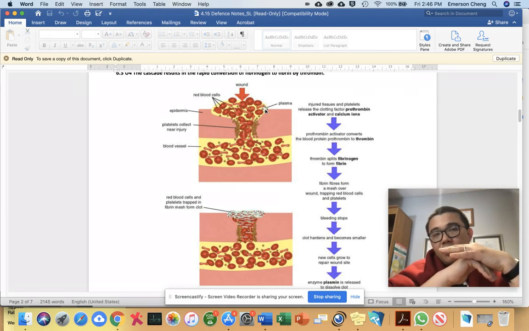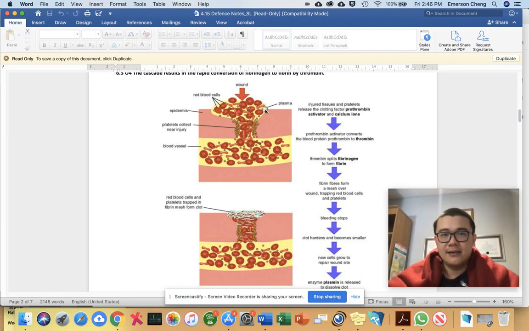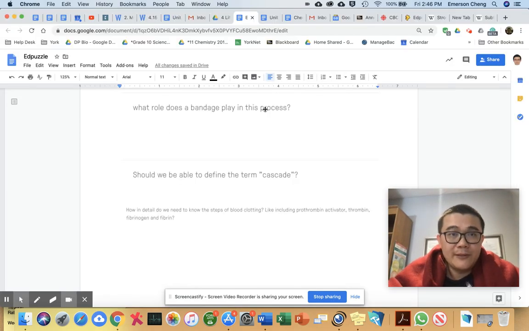So there are a lot of recommendations of either removing the band-aid, or you have to change it and let it air out. The process of airing it out, the increased amount of oxygen, does allow the healing process to go faster. And so this is the role of the band-aid.